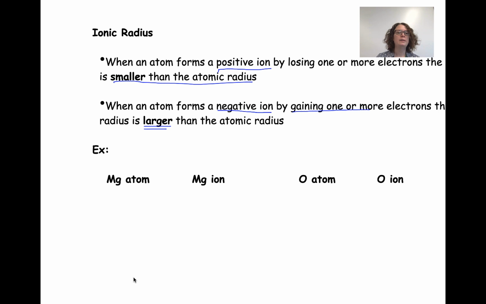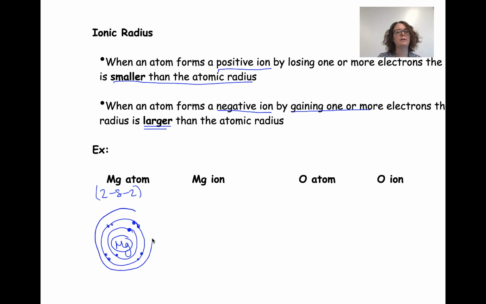So if we draw some Bohr models here for our magnesium atom, we have an electron configuration of 2-8-2. So we can draw a Bohr model. Here we have our nucleus, n equals 1 with 2 electrons, n equals 2 with 8 electrons, and n equals 3 with 2 electrons.